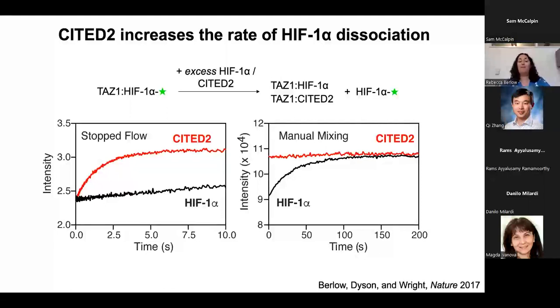And what was most informative about these measurements is that we could do them at a range of HIF1 alpha and Cyto2 competitor concentrations.